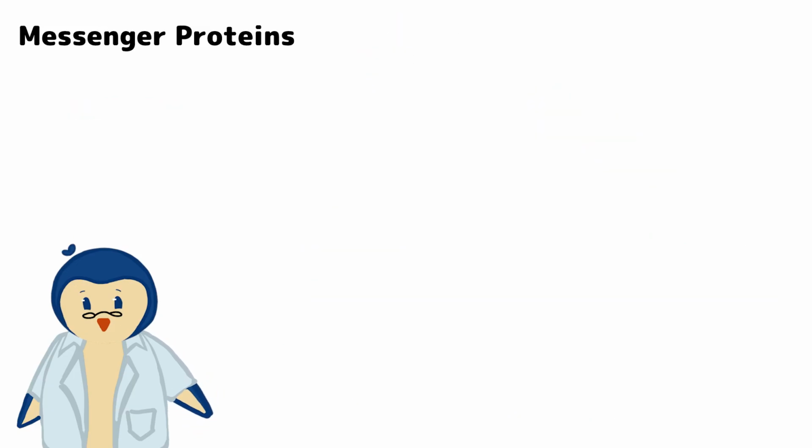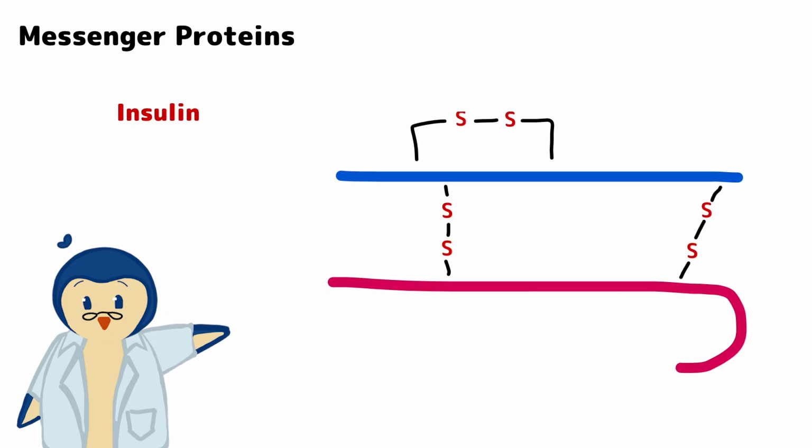And also we have the messenger proteins. So for example, insulin over here is the messenger protein, which consists of two different chains connected by disulfide bonds. And what do messenger proteins do? They just deliver messages and they just give signals to these receptors, so cells can respond appropriately.